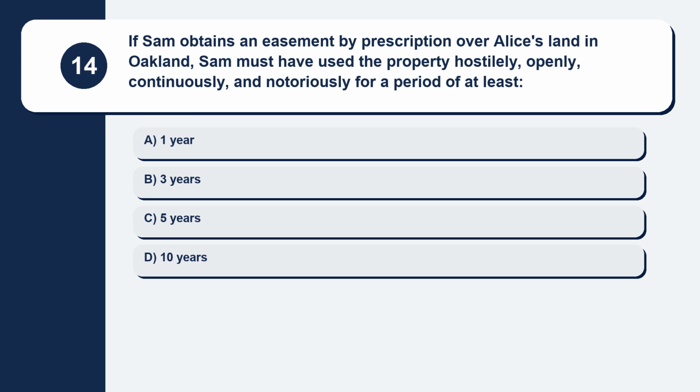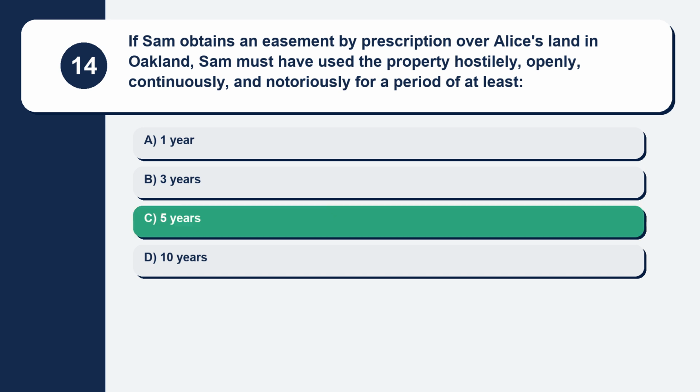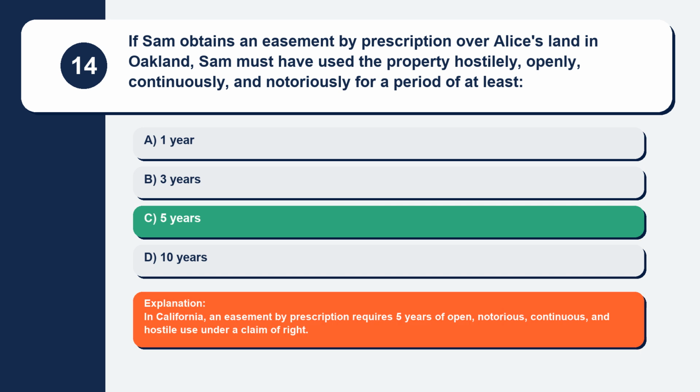Question 14. If Sam obtains an easement by prescription over Alice's land in Oakland, Sam must have used the property hostilely, openly, continuously, and notoriously for a period of at least. Here are your options. Option A, 1 year. Option B, 3 years. Option C, 5 years. Option D, 10 years. The correct answer is option C, 5 years. Explanation: in California, an easement by prescription requires 5 years of open, notorious, continuous, and hostile use under a claim of right.